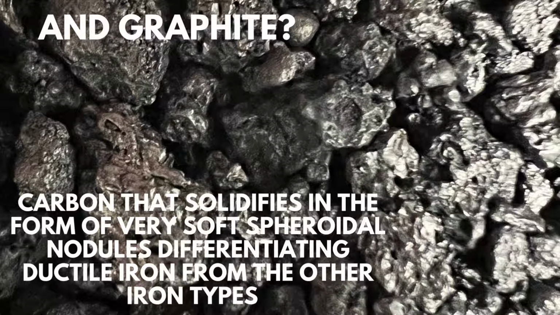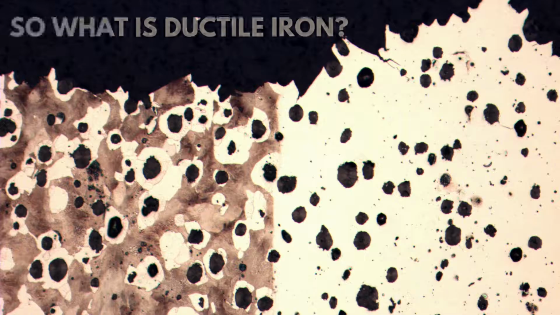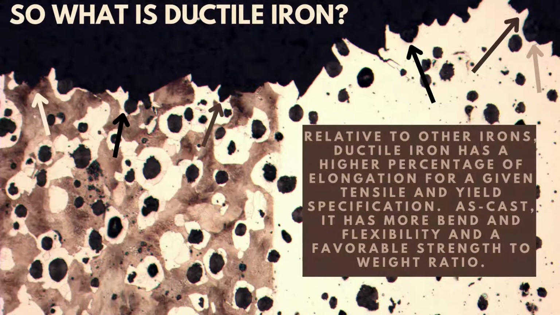Graphite is carbon that is rejected from solution and forced to solidify in the form of soft spheroidal nodules. So what is ductile iron? Relative to prior iron casting alloys, ductile iron is capable of higher strength, greater elongation, greater impact resistance, greater fatigue resistance, and better strength-to-weight ratio.